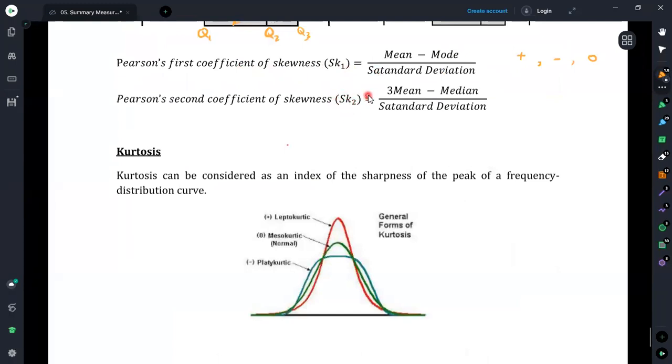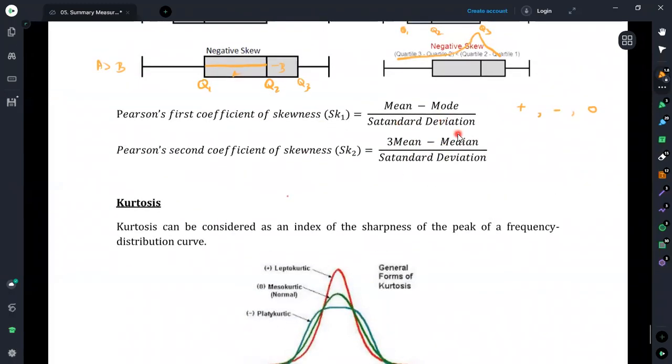And the second coefficient we can get as 3 times mean minus median over standard deviation. You can try an example which we have used previously. By substituting the mean, mode, and standard deviation, you can compute the first coefficient of skewness, and to get the second coefficient of skewness, again we use 3 times mean minus median over standard deviation. But whether you use the first or the second coefficient, you should not get contradictory results, because you must get a similar result.